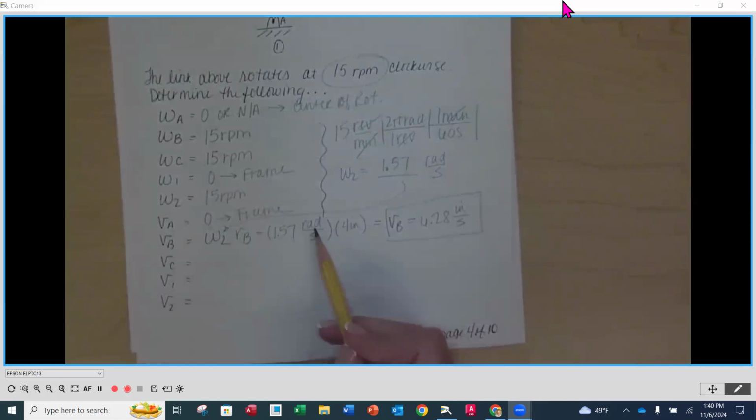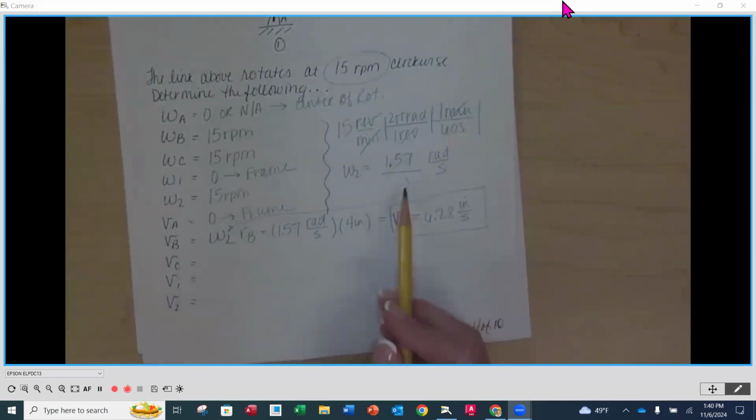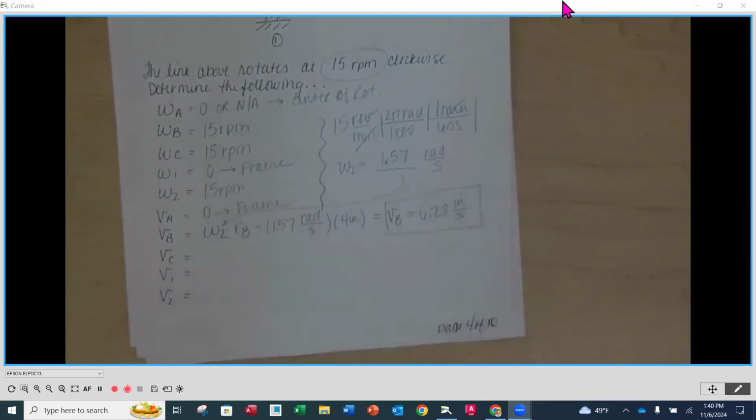If we put the revolutions per minute in here, we would run into that same problem we saw earlier where we're not getting the cancellations, we're not getting our final units. So it's your clue that something's not right here. And hopefully you'll remember W2 has to be in radians per second. And then you have to do that conversion before you get in there, okay?